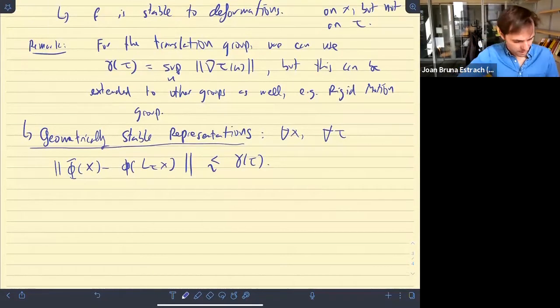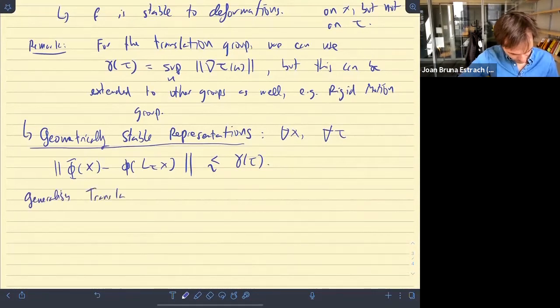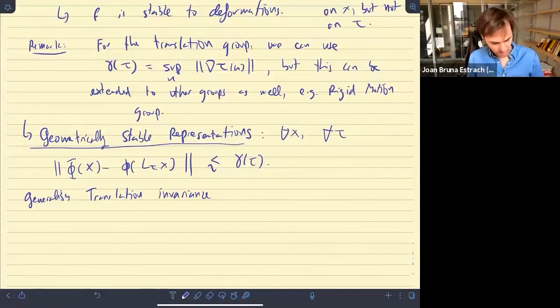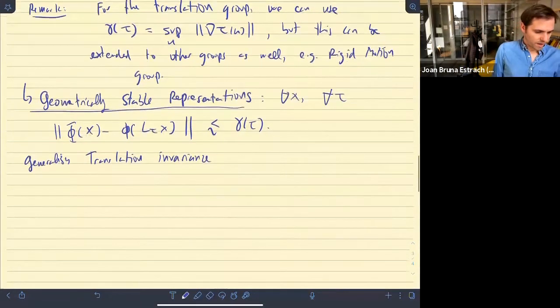Again, of course, this generalizes translation invariance. Because the translation invariance, of course, is when you plug in here tau, a deformation that is constant, the right-hand side is zero. Okay.